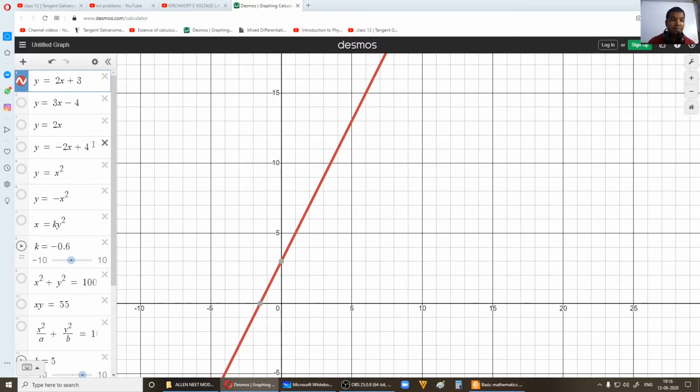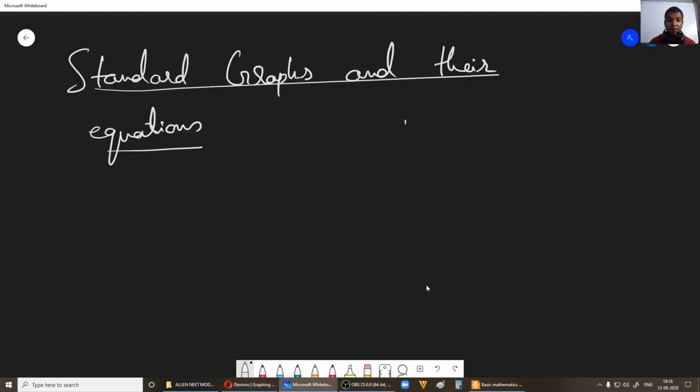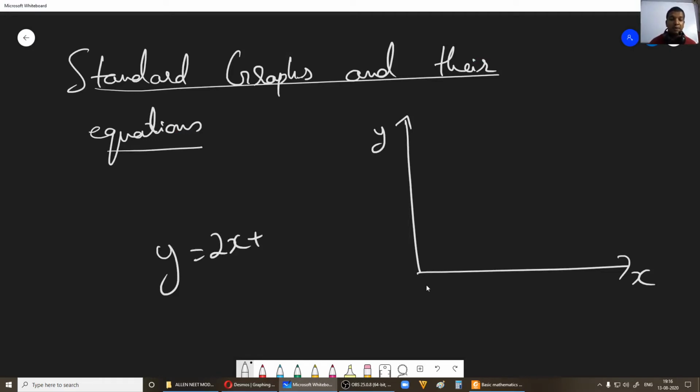For example, the first one, I have taken y is equal to 2x plus 3. This is your x-axis and y-axis. How to understand it is easy. When x is equal to 0, y will be equal to 3. So you are getting the point 0 comma 3, which is this point, is it not?